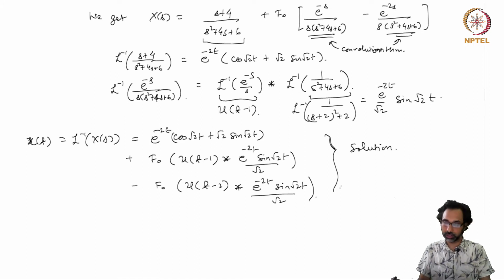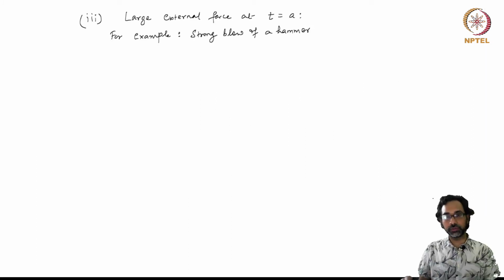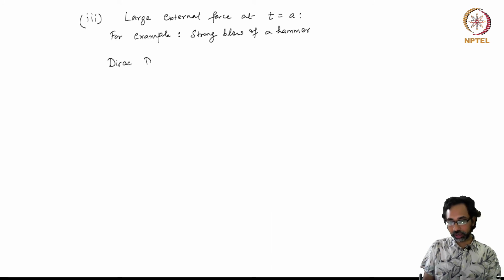So also in this case we have an external force acting for a short period of time, but with a constant value, and we can model it using the Heaviside step functions, and we can solve it using the convolution theorem. Another kind of physical situation arises when there is a large external force at time t equals a. For example, a strong blow of a hammer hits the massive particle that is attached to the spring, and so to model this kind of force, we use the so-called Dirac delta function.